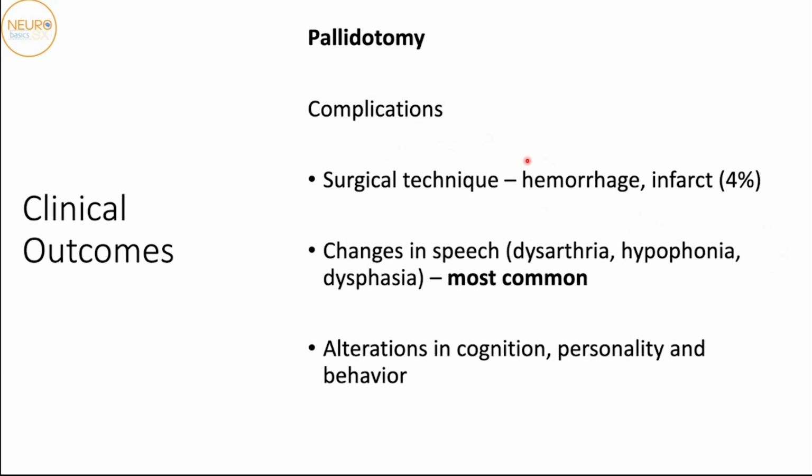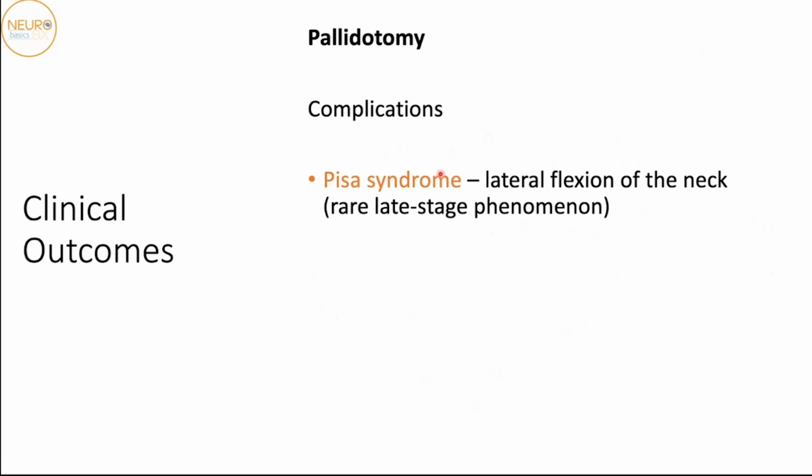Apart from that, there are also risks of the surgical technique itself. There's a 4% risk of hemorrhage and infarct. There can also be changes in speech, which are the most common side effects of a pallidotomy. There can be dysarthria, hypophonia, or dysphasia. There can also be alterations in cognition, personality, and behavior. A very rare and probably not very important complication to remember is something called Pisa syndrome. So with a pallidotomy, a very rare late stage phenomenon that may occur is a lateral flexion of the neck.